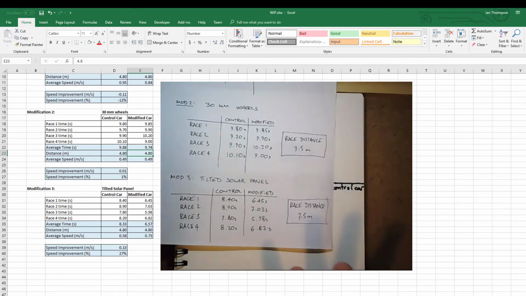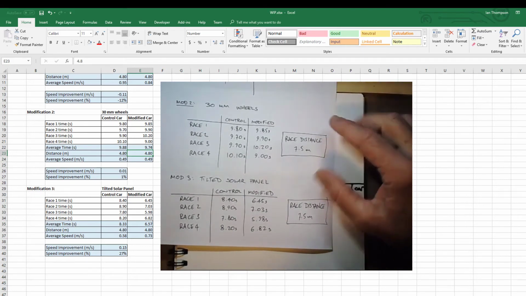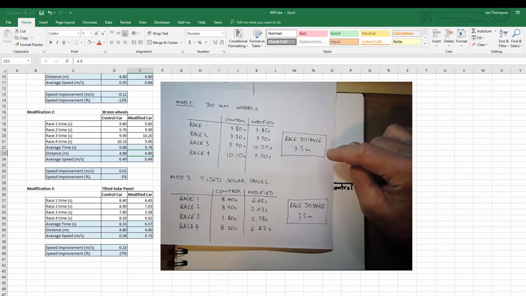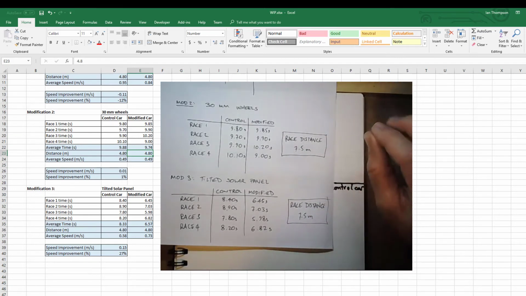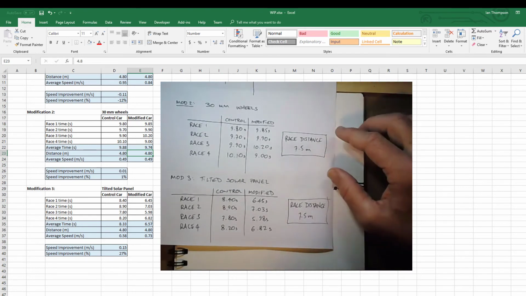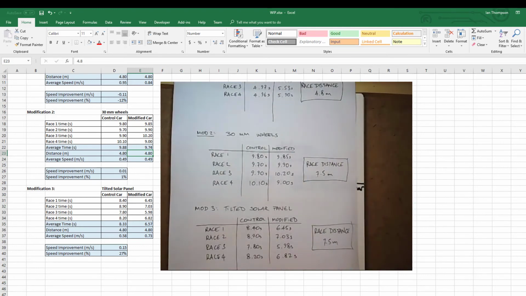Now, really, in science, we should make sure everything's constant, but there are sometimes we can't make sure everything's constant between races. Now, I probably could have measured out 8.4 meters, but you know what? It's not going to be a problem because my speed improvement is a percentage. So whether I did 7.5 meters or 10 meters or 20 meters, as long as I do the correct calculations and work out my percent improvement, I'll still be able to compare one modification with another modification. We'll talk about that a little bit more in class. I haven't explained that very well. But anyway, let's have a look. On my spreadsheet, I just need to adjust that.